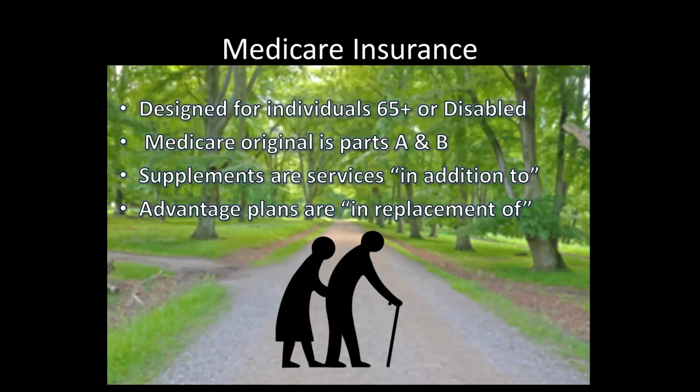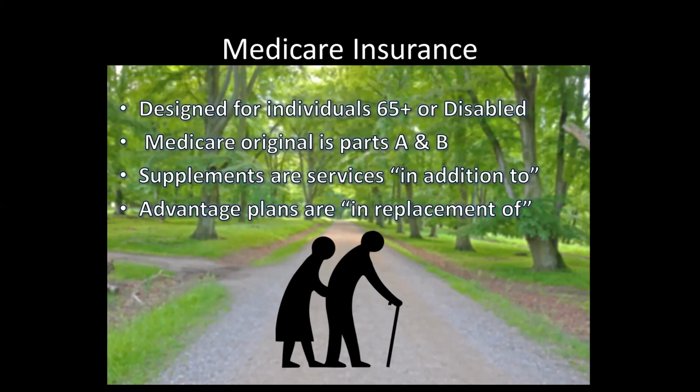Now, a supplement plan is in addition to what their Medicare Original red, white, and blue card, parts A and B, it's in addition to or fills in the gaps of the deductibles and co-insurance that they become responsible for financially when they have some type of procedure or test or hospitalization that parts A and B don't cover, okay? It makes it a little bit easier for them to live on a fixed income and still get the medical services that they need.